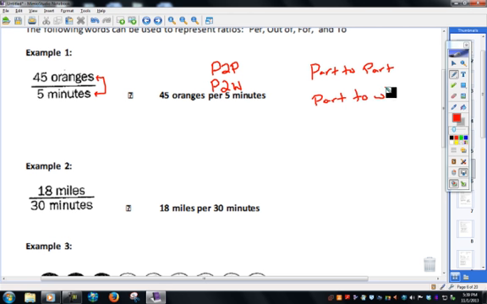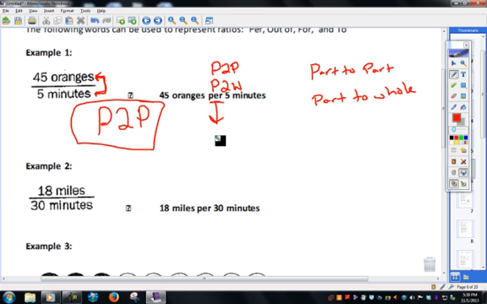Part to whole, I don't really care. I'm just trying to help you guys out. All right? Again, do these oranges or do these minutes in any way make up each other? Is that 5 included in that 45? Or is that 45 included in the 5? Absolutely not. This is clearly a part-to-part ratio. They have nothing to do with each other.